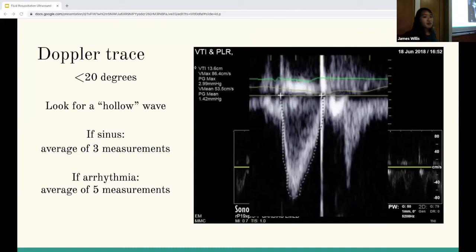And then if you're doing it correctly, you want to average 3 measurements for any patient with sinus rhythm, or 5 measurements if someone has arrhythmia. This is a lot to remember. So there's actually a tutorial coming out with step-by-step pictures that we can send out to the whole residency in case you want to do this the next time you have someone that you want to fluid this on.